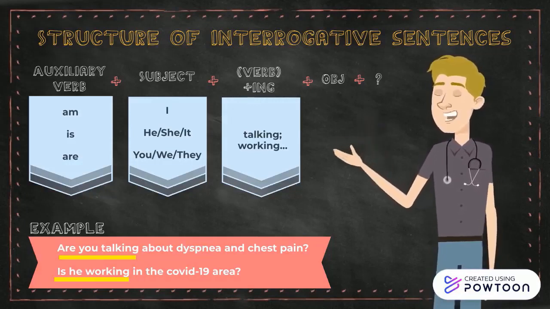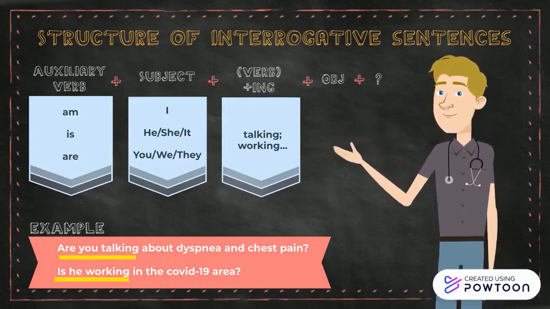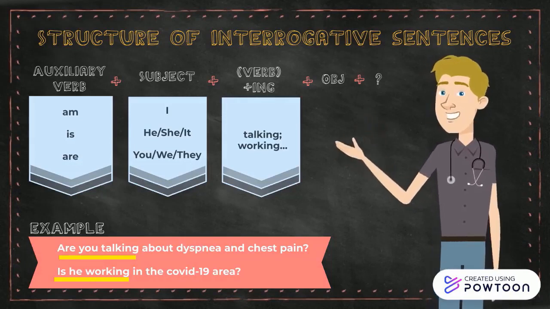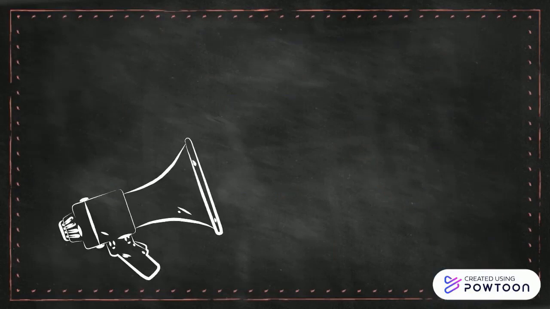Example of interrogative sentences in present continuous. Are you talking about dyspnea and chest pain? Is he working in the COVID-19 area? Present perfect tense.